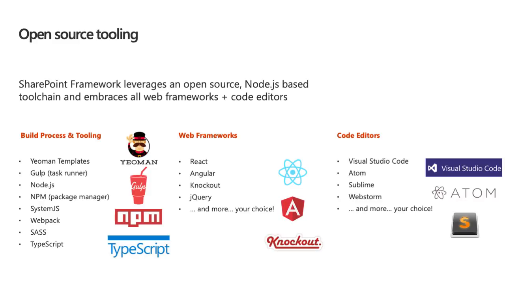SharePoint Framework leverages an open source Node.js based toolchain and embraces all the web frameworks and code editors. You've got a couple different sections of things that we need to look at. You've got a build process and tooling. You've got things like Yeoman templates. And what Yeoman is, that's going to replace the file new project experience that we have in Visual Studio. Gulp is a task runner. It effectively is going to replace the MS build.